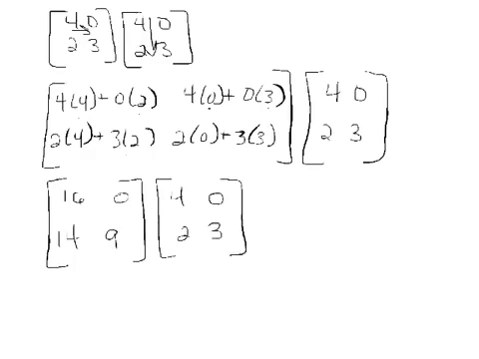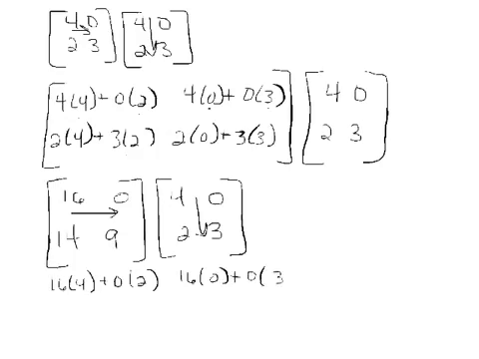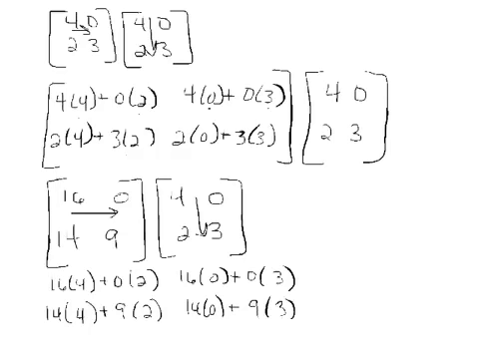Okay, excuse me, we're going to go over and down. 16 times 4 plus 0 times 2. 16 times 0 plus 0 times 3. 14 times 4 plus 9 times 2. And 14 times 0 plus 9 times 3. Let's see what that gives us.